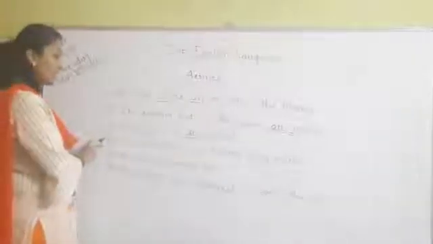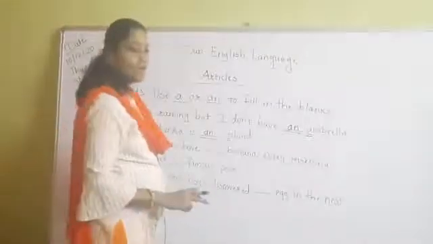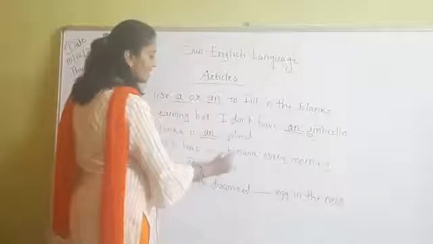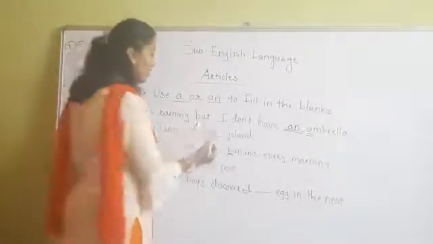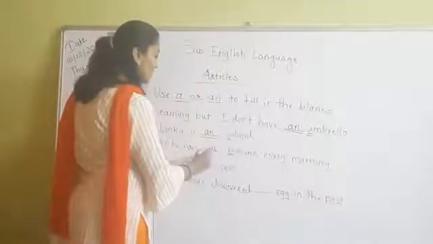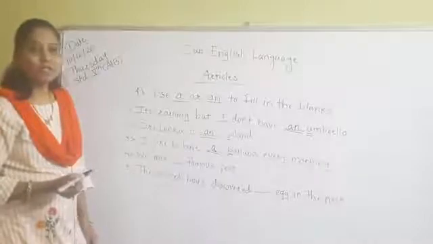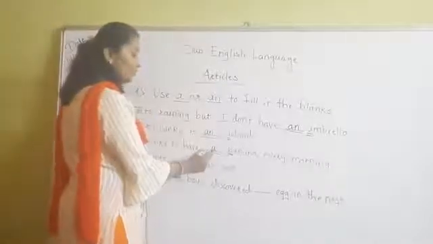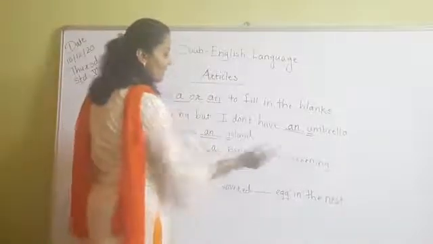Now see the third sentence. I like to have dash dash banana. Now the spelling of banana starts with B and B is a consonant. So we have to use here a. Besides that, banana is a singular countable noun. So we have to use here a. I like to have a banana every morning.